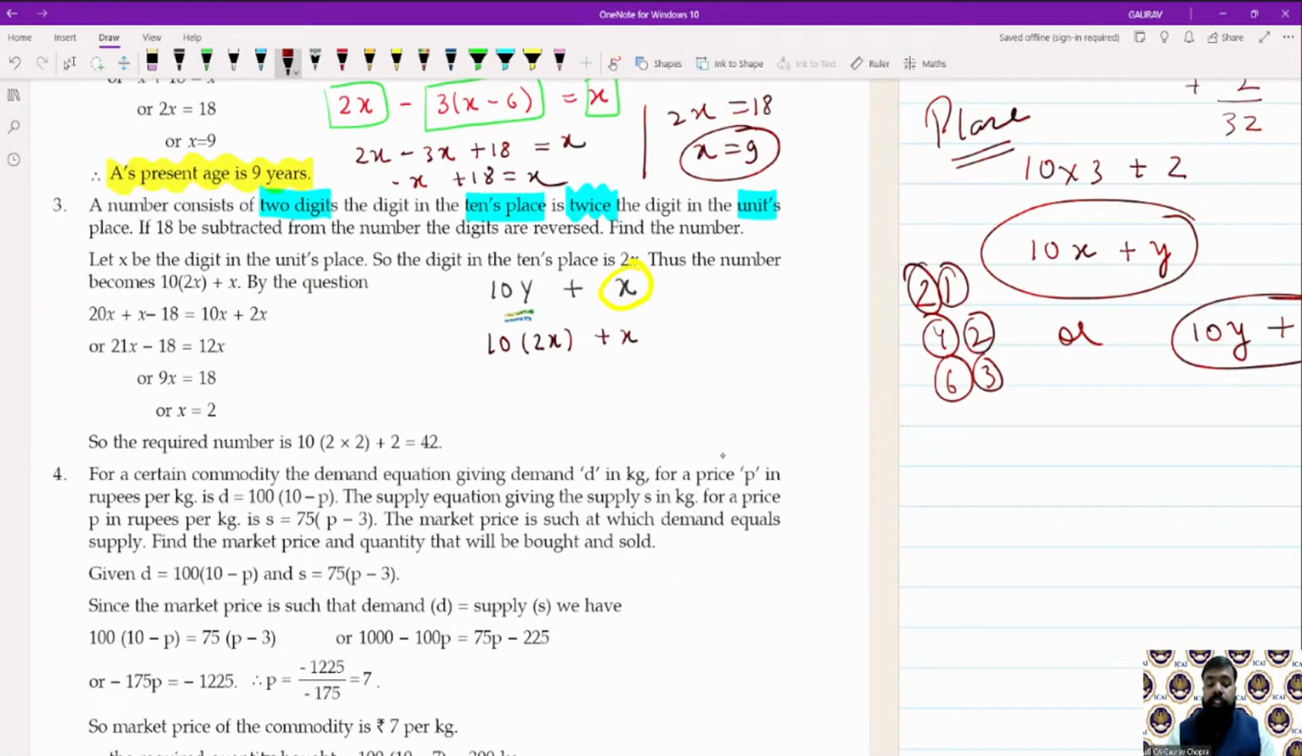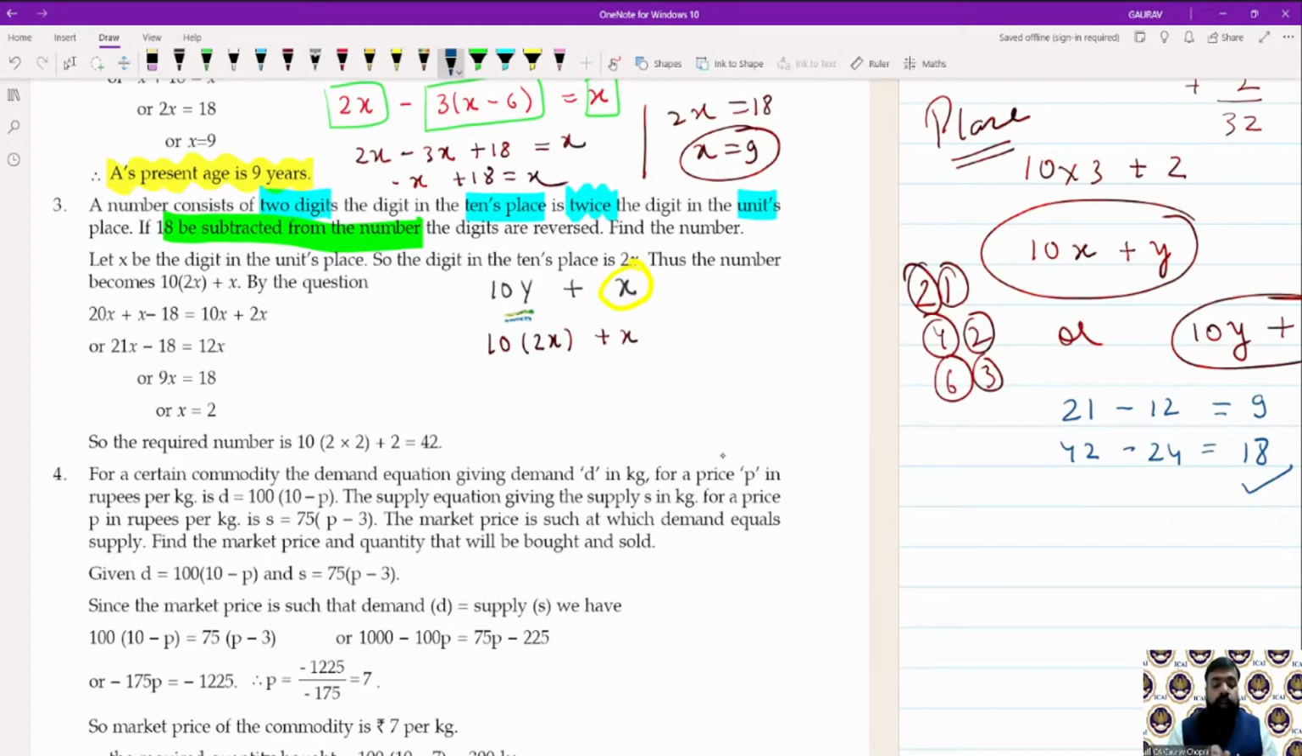But there is one more condition. What is the other condition? If we subtract 18 from the number, then the digits are reversed. Then the digit will get reversed. That means if we try 21, reversed it will become 12. But is the difference 18? No, it is 9. If we try with 42, so 42 minus 24, it is 18. Yes, this is 18. That means 42 and 24 are the numbers.